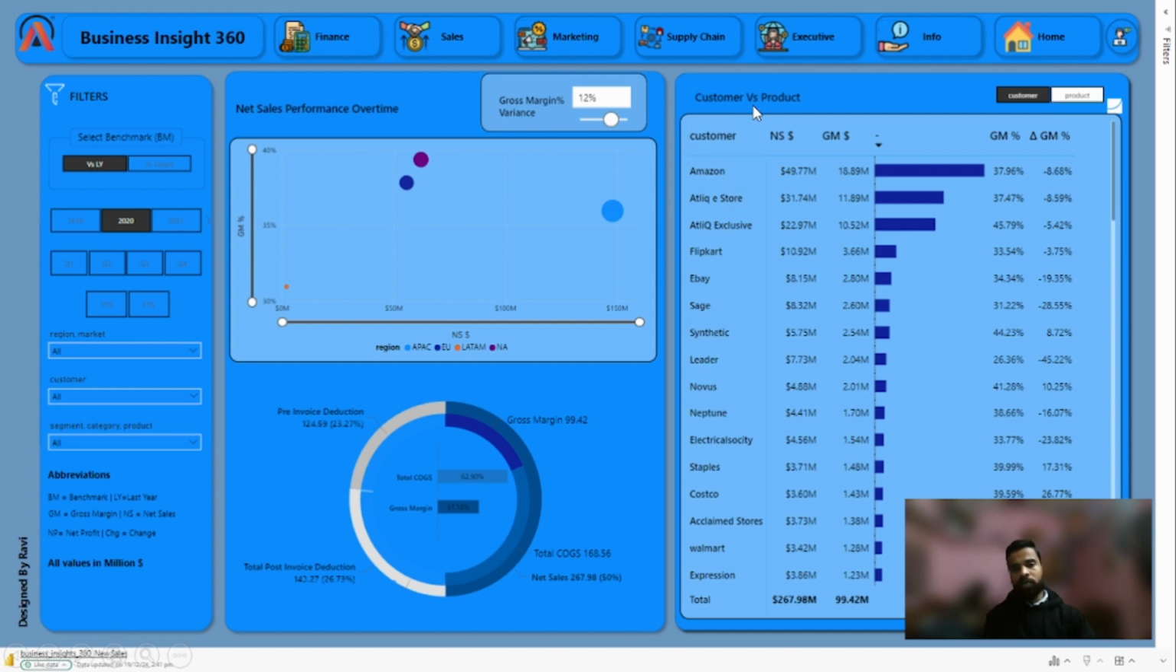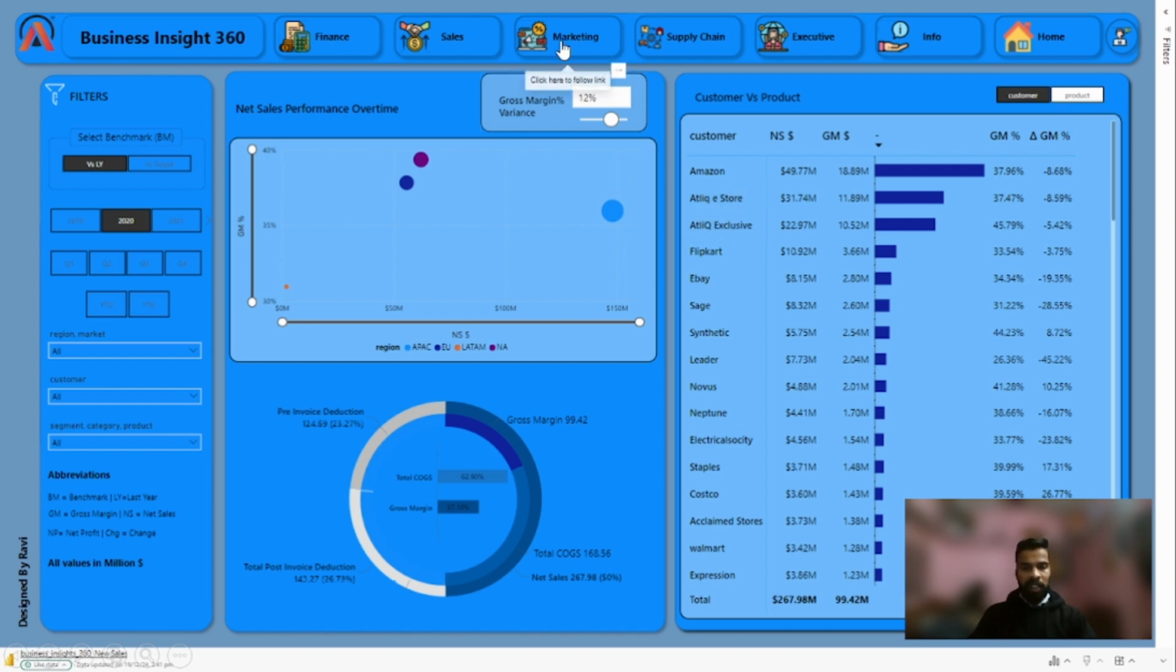This matrix shows the relation between customer versus product. Here we can see net sales, gross margin, gross margin percentage, and the difference between benchmark and gross margin percentage. So here Amazon has a good gross margin percentage and net sales, followed by Atliq Store and Atliq Exclusive.